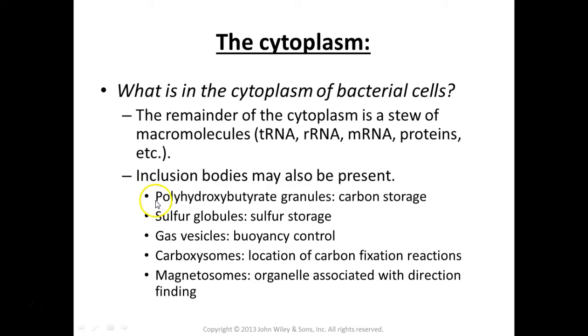So this polyhydroxybutyrate granules are carbon storage, right, where they pack a whole bunch of carbon in that one region. And they surround it by lipids or proteins, right? They actually literally encase it. Some of them store sulfur that way.